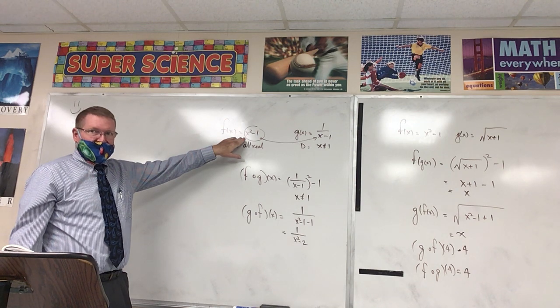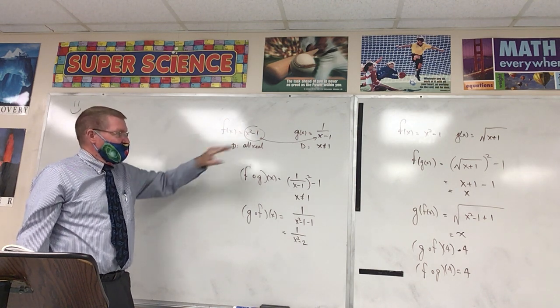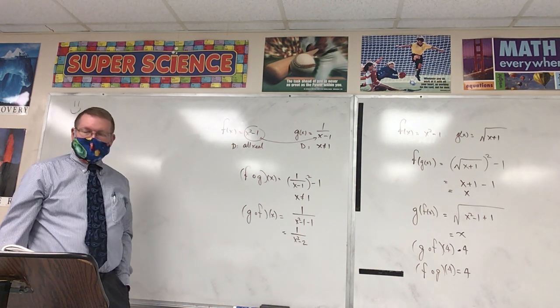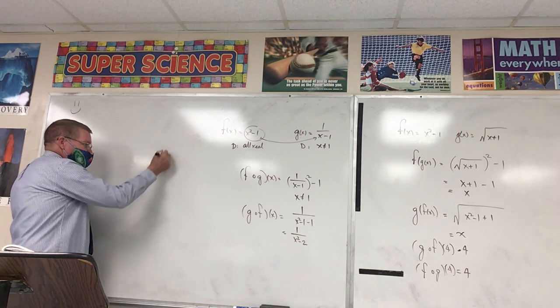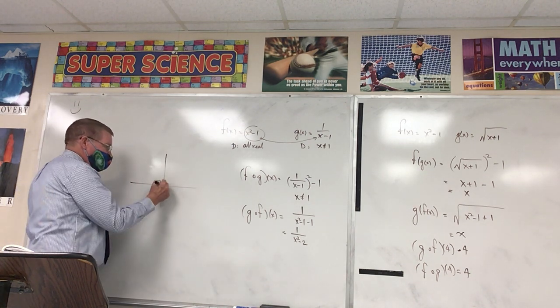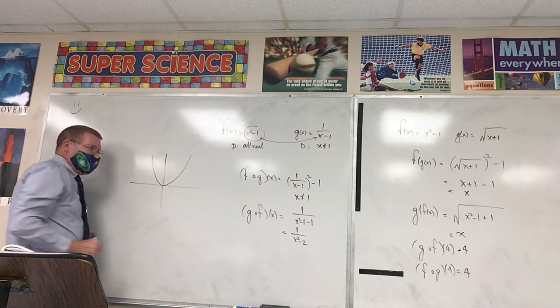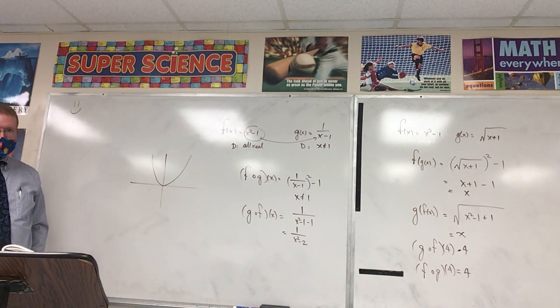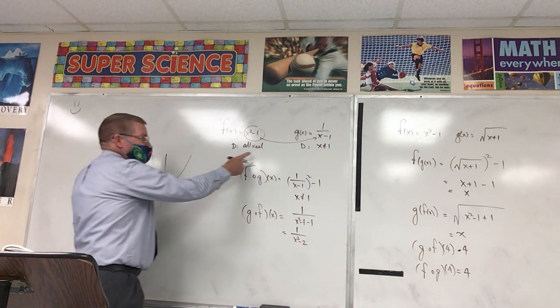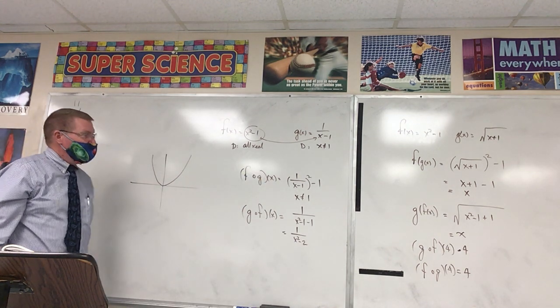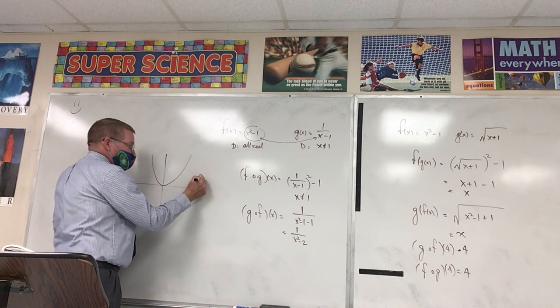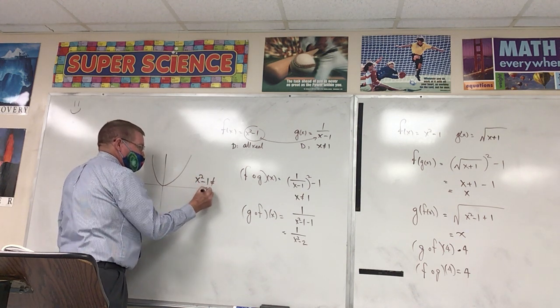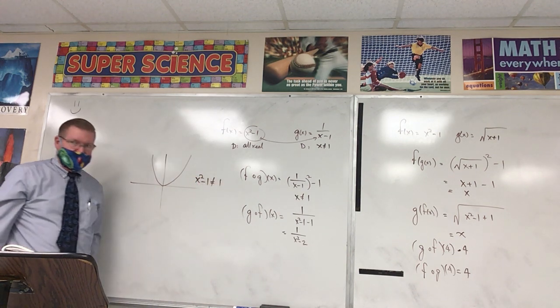What is my range? What do I get when I use all real numbers here? Anything. Remember, x squared minus 1 is what graph? It's a parabola. So what's my range? 0 to infinity. But I can't use 1. So I'm saying x squared minus 1 cannot equal 1.